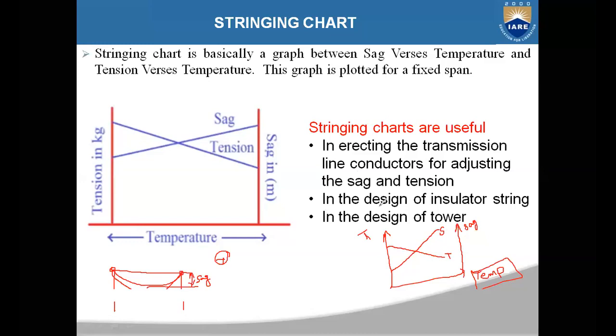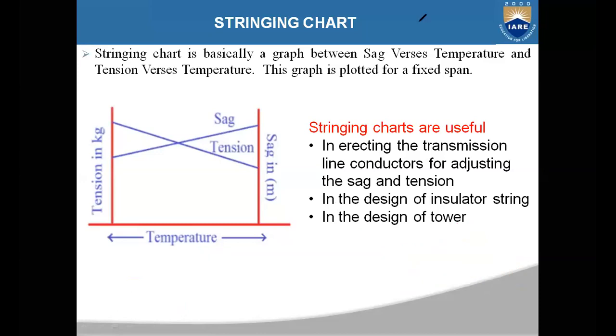This is also used in the design of insulator string as well as the design of tower. These are the applications of stringing chart. Stringing chart is mainly used for adjusting the sag and tension while erecting the transmission line conductors or towers. Is it clear, ma'am?